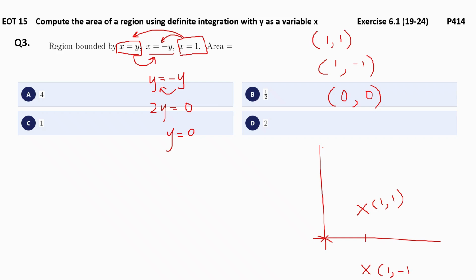Let's join all these 3 points. So we get a tilted triangle, but still a triangle is a triangle, right? So let's find area of a triangle. What's the formula? Exactly, half base into height. Please look at the distance of base and height. We have already half.